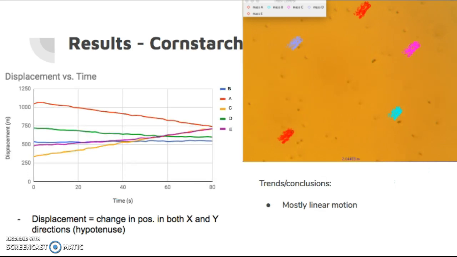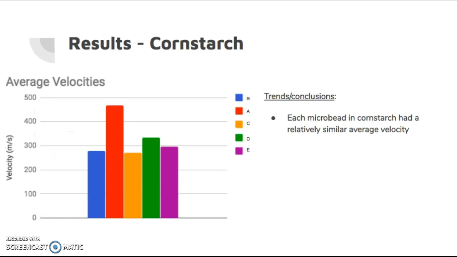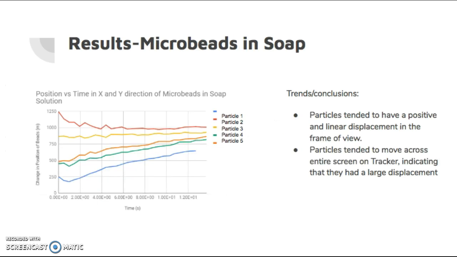The results of cornstarch were similar in the sense that the motion of the particles was mostly linear. The average velocities of the particles in cornstarch were overall relatively medium compared to those in water and soap. The data for the microbeads in soap show similar patterns. The displacement versus time graph was mostly linear for each particle. And in the Tracker, you could tell that all the particles moved across the entire screen.